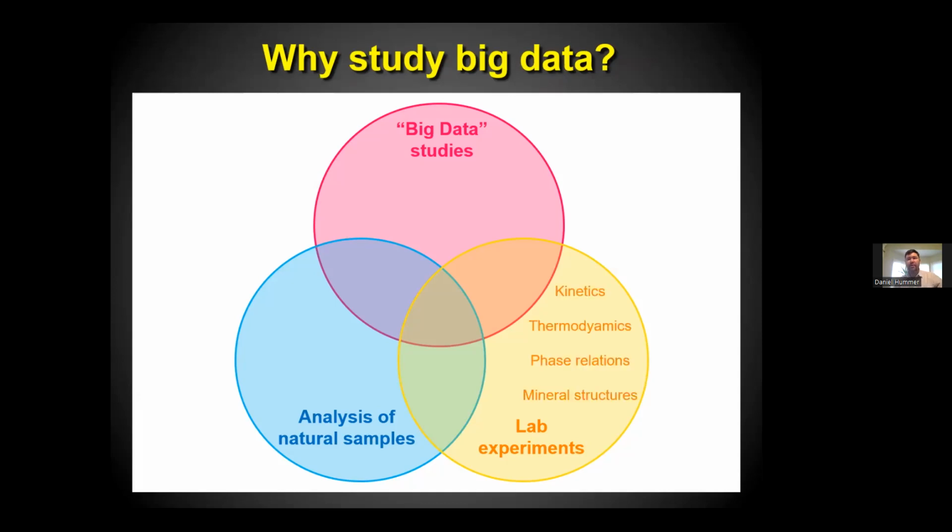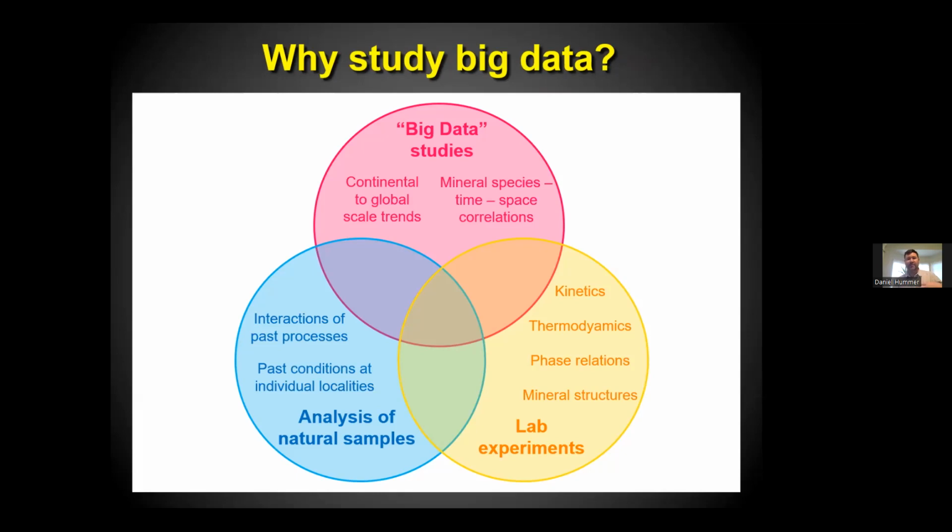So in my view, we do lab experiments. That gives us things like the thermodynamics of different mineral phases. It tells us about the structures. It tells us about the rates at which minerals react in different environments. Analysis of natural samples tells us about past geochemical processes. It tells us about conditions that existed at a particular place on Earth at a particular time. And then I think that big data studies, they are contributing global scale trends.